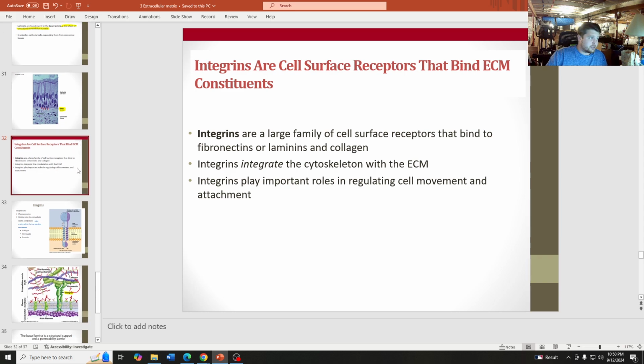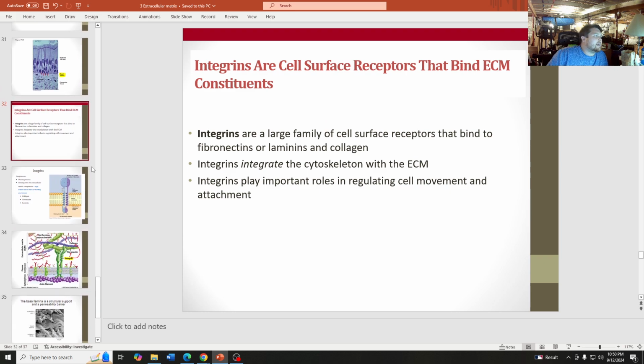Integrins. These are cell surface receptors that bind some of the components of the extracellular matrix. There are a large family of cell surface receptors that bind to fibronectins or laminins and collagen. Integrins integrate or combine the cytoskeleton with the extracellular matrix, and they play an important role in regulating cell movement and attachment.